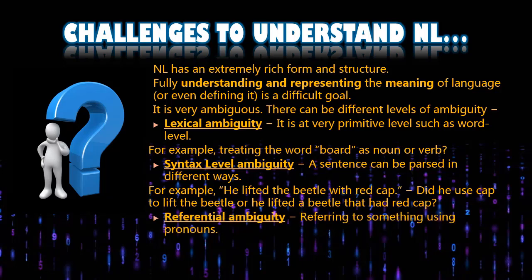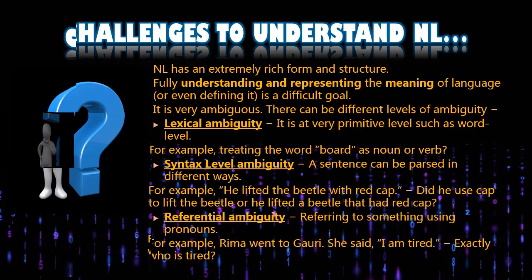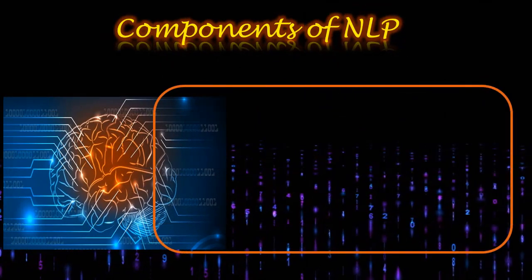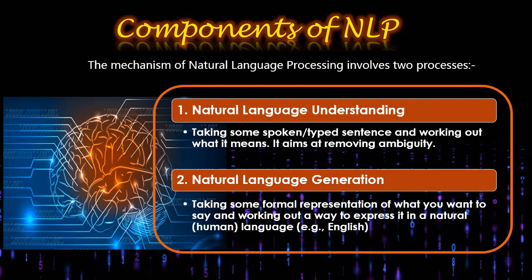The next ambiguity is referential ambiguity, referring to something using pronouns. For example, we have a sentence that Rima went to Gauri and said, I am tired. Exactly who is tired? This is a question that is hard to trace by the machine, hence it is an ambiguity. Let's now discuss the components of NLP. The mechanism of natural language processing involves two processes. The first one is natural language understanding, which means taking some spoken or typed sentence and working out what it means. It aims at removing ambiguity.